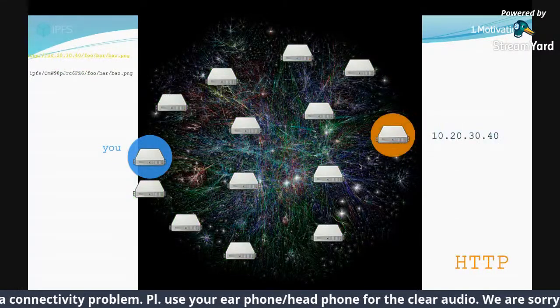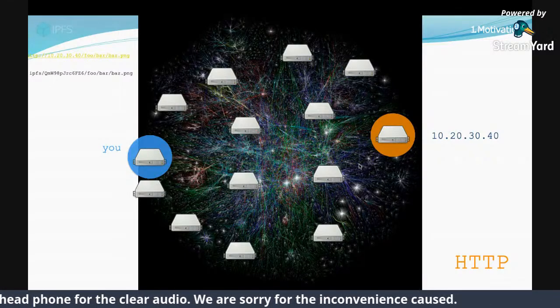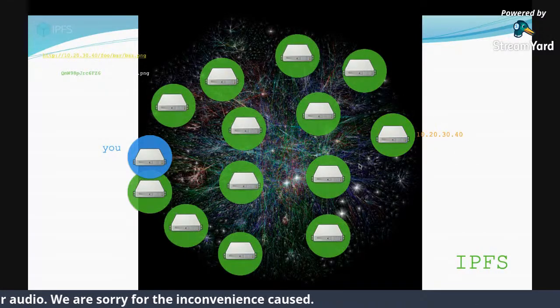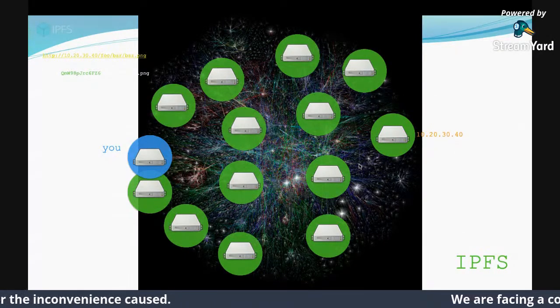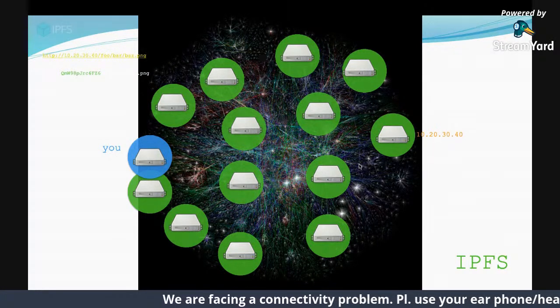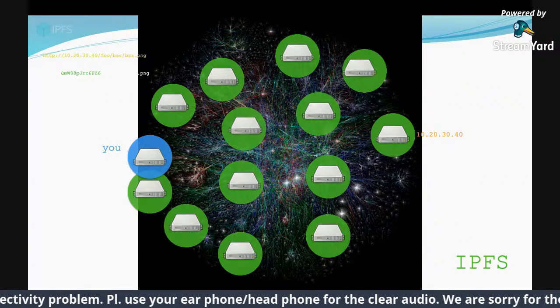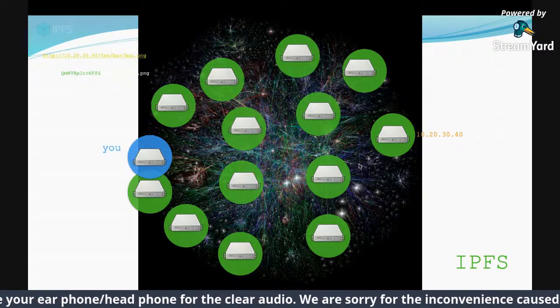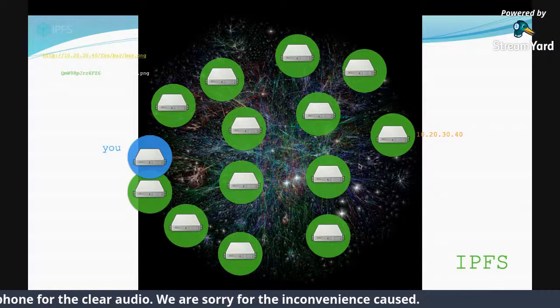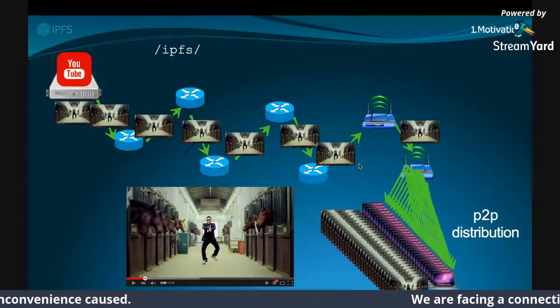So this is the difference between IPFS and HTTP. In HTTP, only one path is available, but in IPFS, that file is available on all the systems. So it will go to the nearby system. Not only that, it will find the shortest path, I don't know what technique it uses, but it uses nearby available systems.